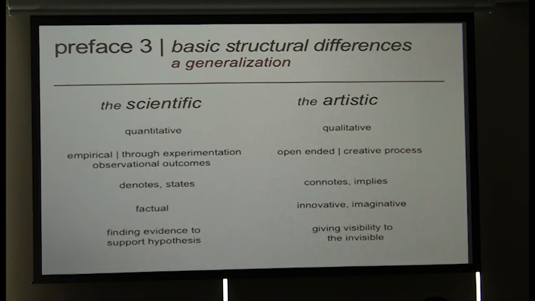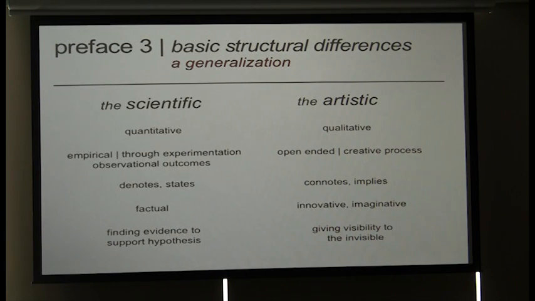The scientific tends to be more empirical. It works through a system of experimentation to come to an observable outcome that can then be stated and defined. Whereas the artistic is much more open-ended. It's a creative process where the end result is not necessarily anything you can anticipate when you start out. You guess at what it's going to be, but the process has many different paths and directions that you just have to trust as you're in the process.